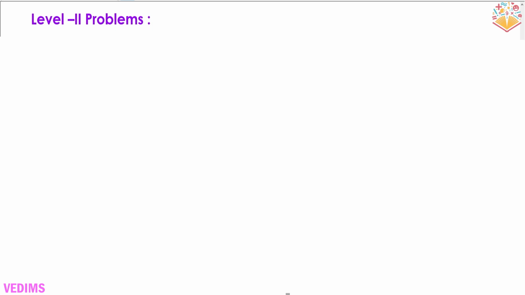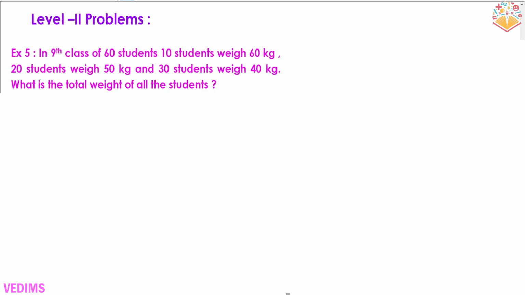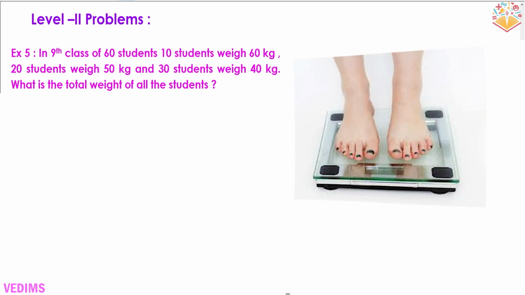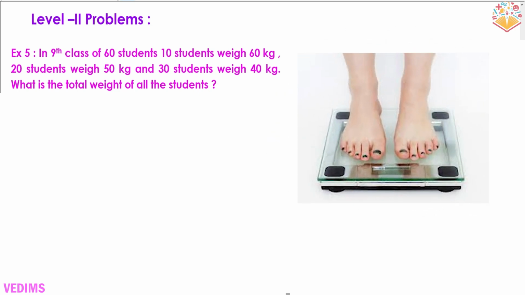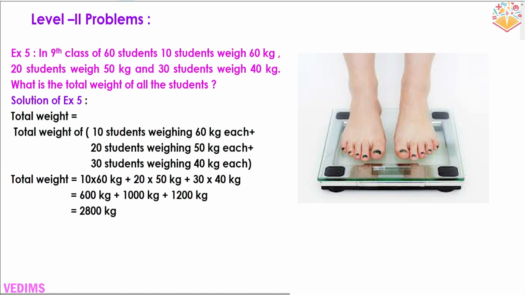Take another example. Example 5. In a 9th class of 60 students, 10 students weigh 60 kg, 20 students weigh 50 kg, and 30 students weigh 40 kg. What is the total weight of all the students? Total weight of all the students is obtained by taking 10 students weighing 60 kg each, plus 20 students weighing 50 kg each, plus 30 students weighing 40 kg each.